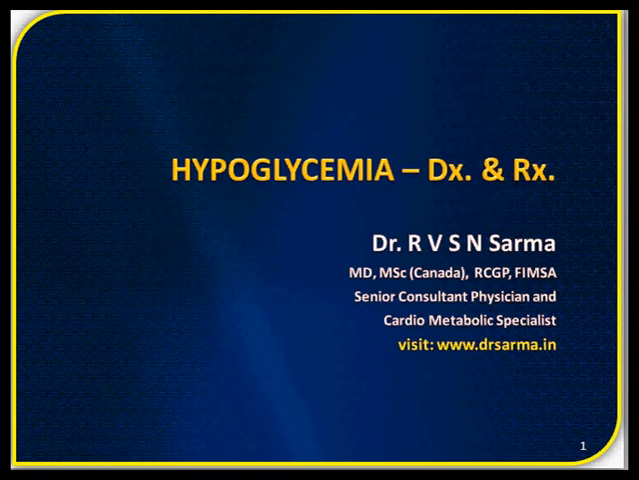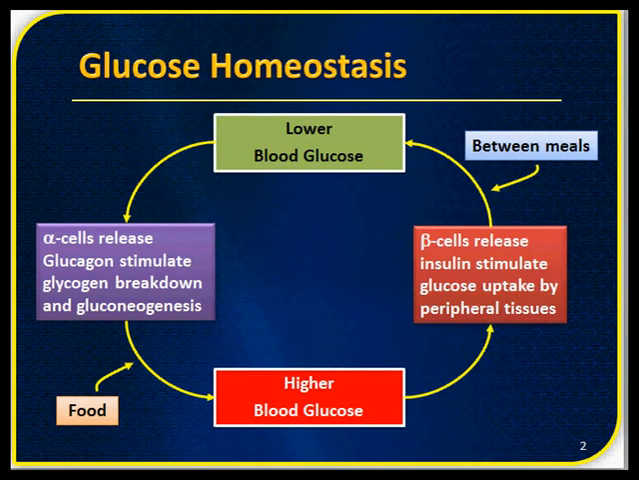So let us now proceed to understand hypoglycemia. Before we go into hypoglycemia, we need to understand glucose homeostasis. So, the blood sugar or blood glucose is kept in a very narrow range of 70 milligrams to 110 milligrams in the fasting state, with a slight spike after the postprandial state up to 140-150 milligrams.